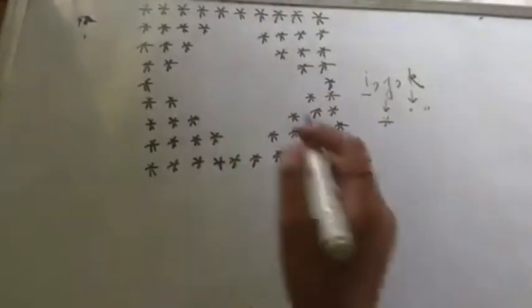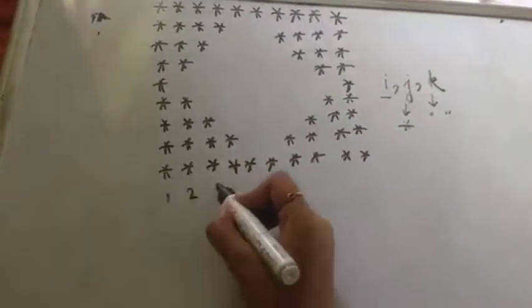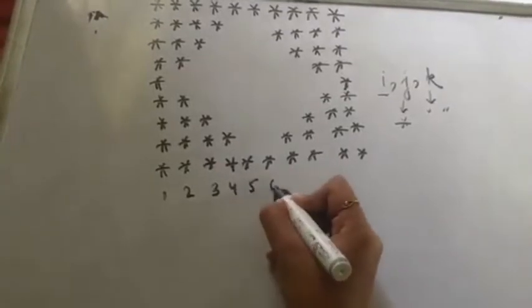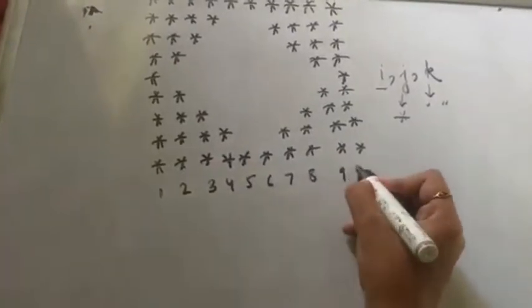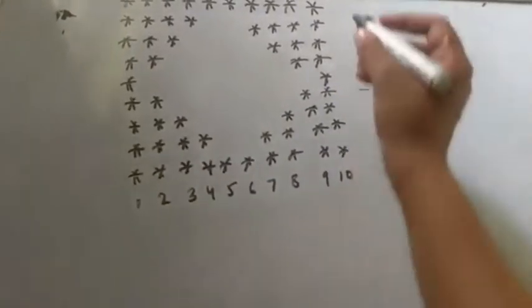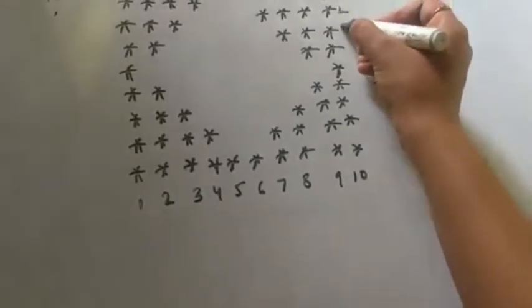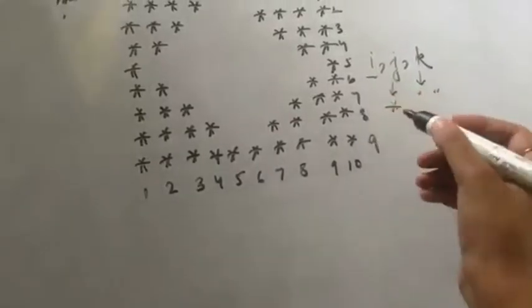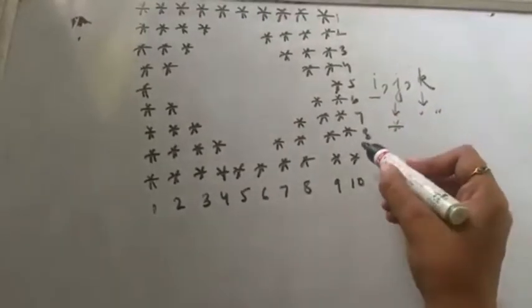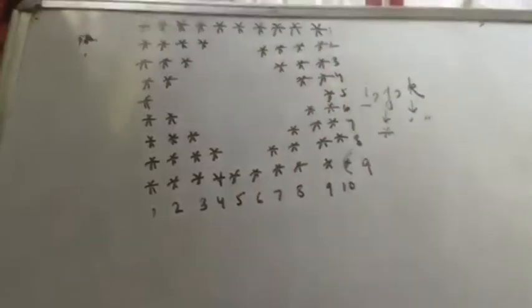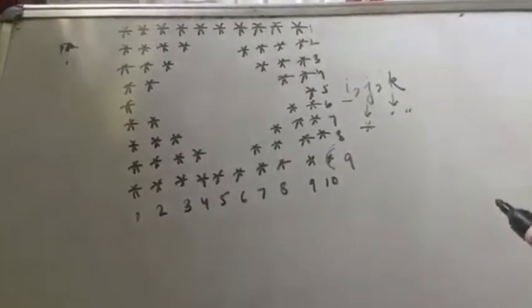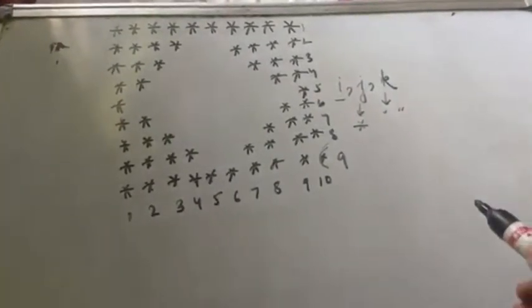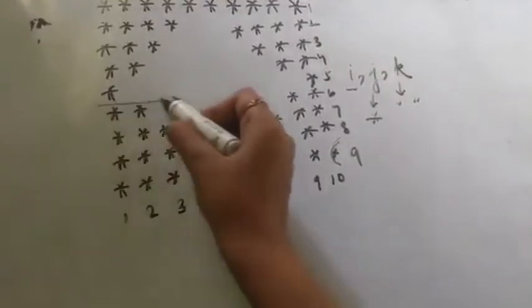Now, analyzing this pattern, first of all, I'll find out the maximum length of stars in each axis. So in the x-axis we have 10 stars maximum, and in the y-axis we have 5, 6, 7, 8, 9 stars, out of which this is overlapping as discussed in the previous video. So my approach to this problem will be dividing the pattern into 2 halves.